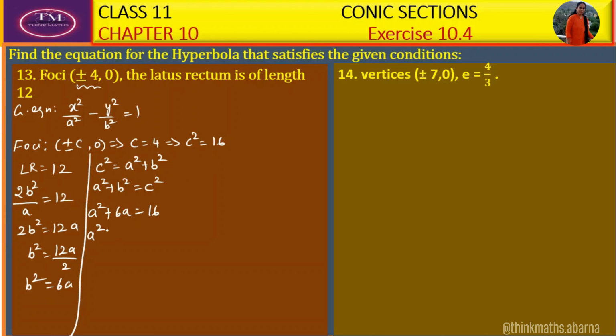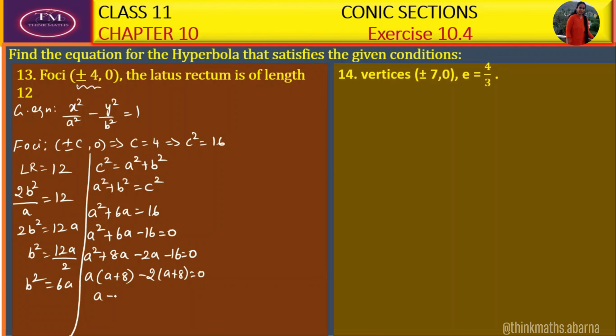Now we can write a square plus 6a minus 16 equal to 0. So this is a quadratic equation in a. So solving this, it is 8 twos are 16 and 8 minus 2 is 6. So you can use 8 and minus 2. So a square plus 8a minus 2a minus 16 equal to 0. So taking a outside, it will be a plus 8. Here minus 2 outside, we will have a plus 8.